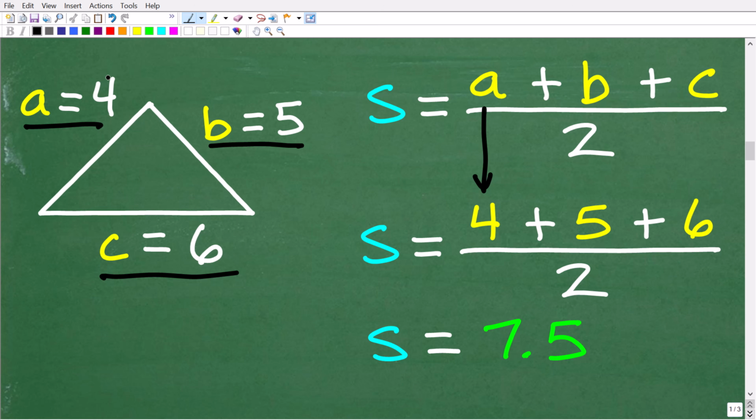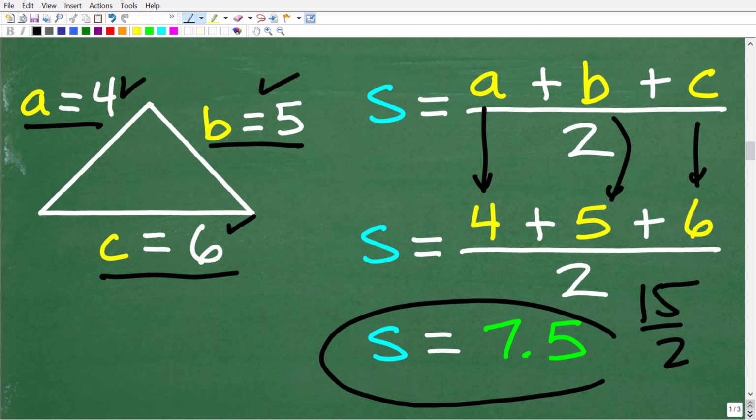So A is 4, B is 5, and C is 6. So once you confirm that you did plug in the right numbers, then go ahead and continue on with the number crunching. All right, so what we need to do here is add up the numerator. So 4 plus 5 plus 6 will be 15. So now we have 15 over 2, which of course is 7.5.